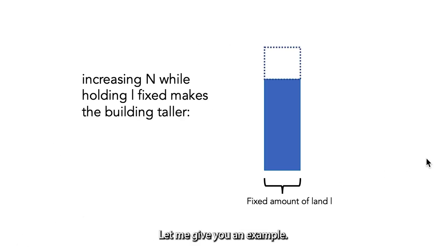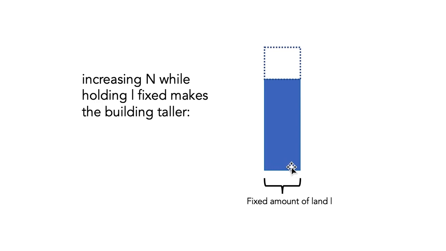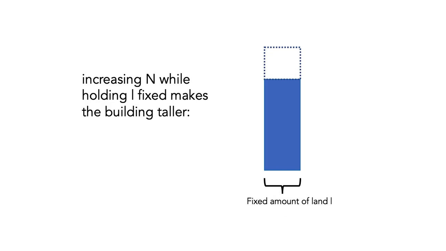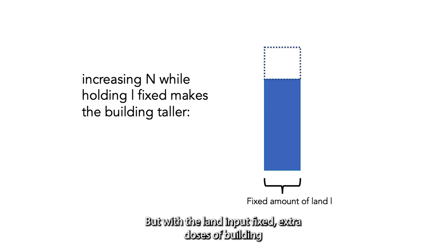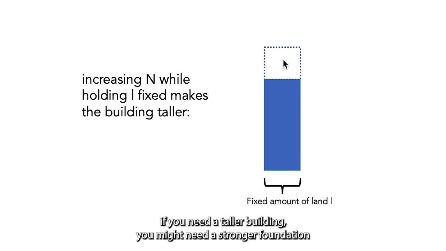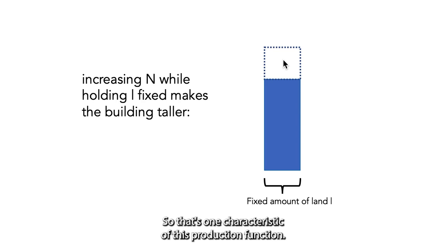Let me give you an example. So let's suppose we have a fixed amount of land, this little space, and when we increase the amount of materials, then it will make the building taller. But with the land input fixed, extra doses of building material leads to smaller and smaller increases in floor space. You can think about it like if you need a taller building, you might need a stronger foundation which requires more material or thicker beams or space for elevators. So that's one characteristic of this production function.